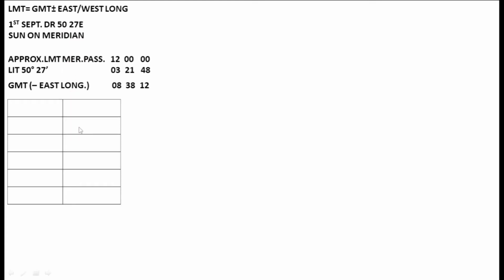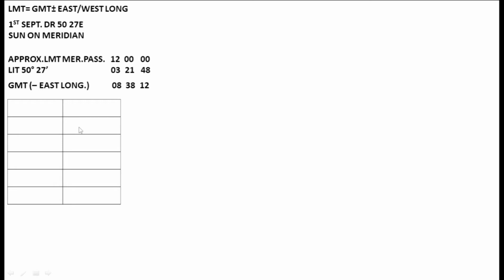Now, how do we go about finding the time of meridian passage? As I said, for 1st September, the longitude is given to me. Meridian passage time is 1200 hours. This is the approximate time. I change my longitude and time, and then I have this here. So this was my approximate LMT, and this is my GMT. LMT is equal to GMT plus or minus east-west longitude. It is east here. And we got a GMT.